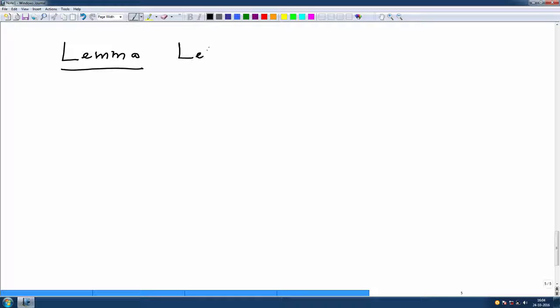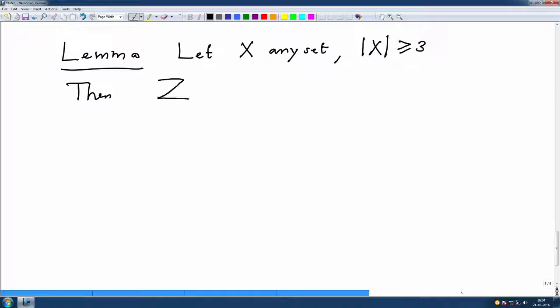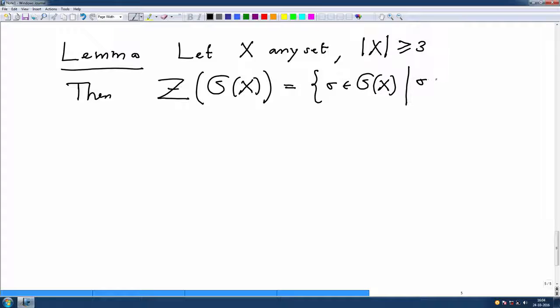So let X be any set with at least 3 elements. Cardinality of X is at least 3. It may not be finite, but it should have at least 3 elements. Then the center of the group Sx is, what is the center by definition? Center by definition is all those permutations which commute with every other permutation: sigma tau equals tau sigma for all tau in Sx.